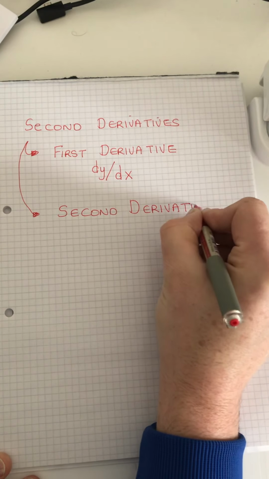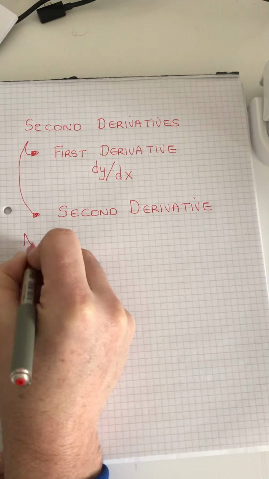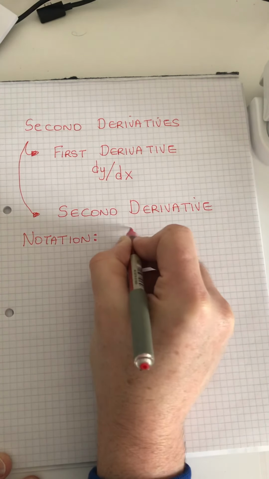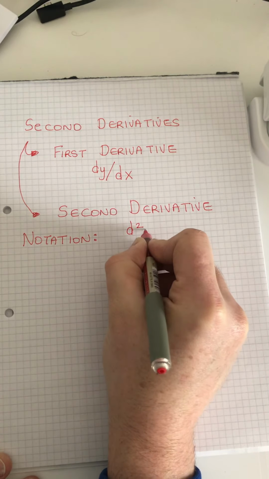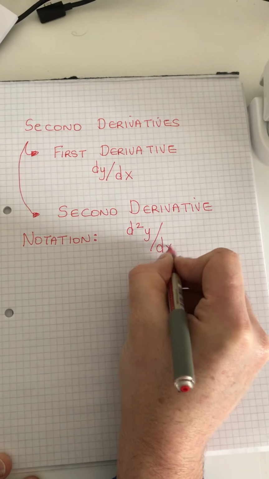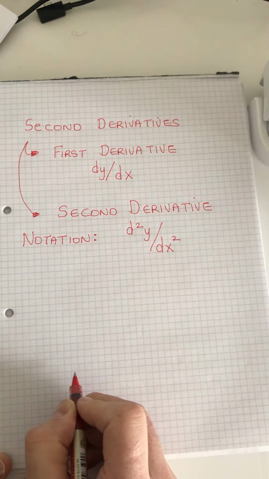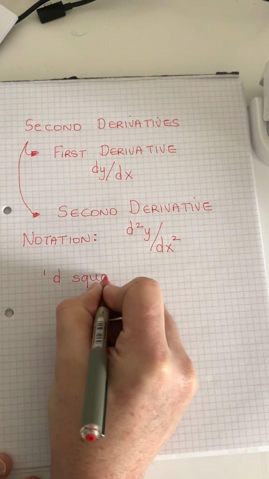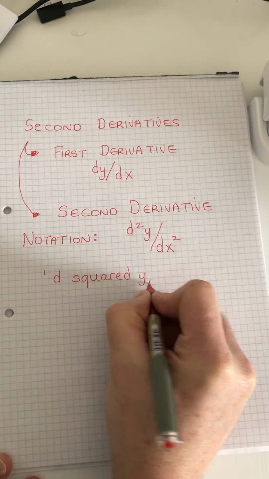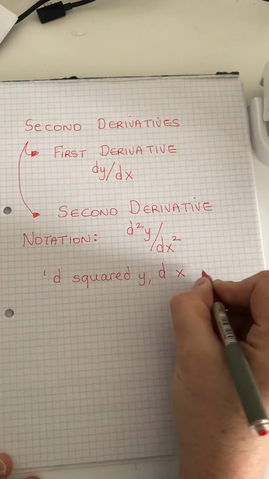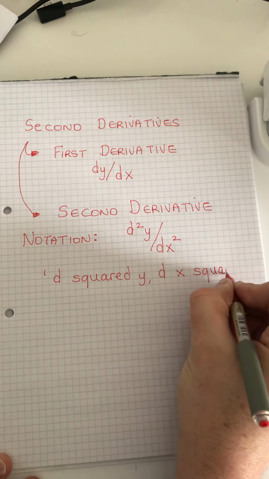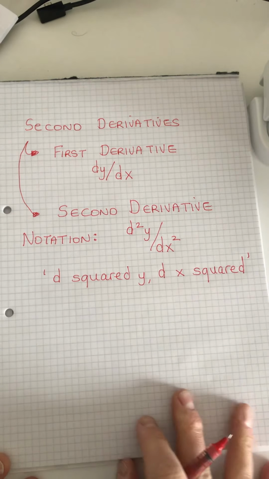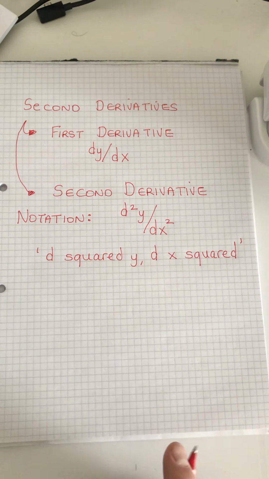and the notation for the second derivative we call d2y dx2, okay, or d squared y dx squared. Okay, so d squared y dx squared.